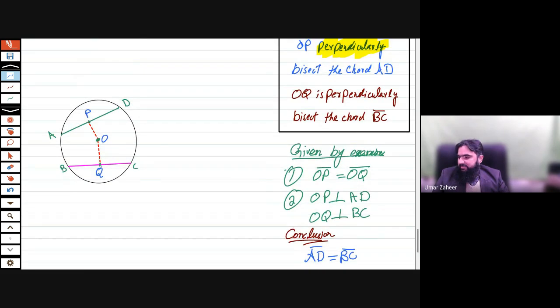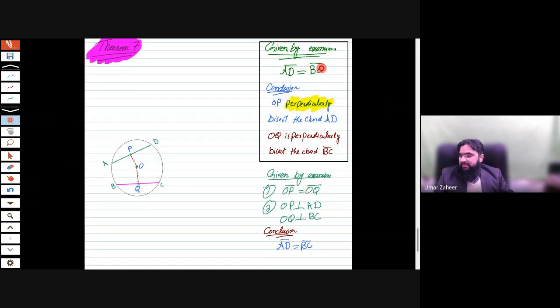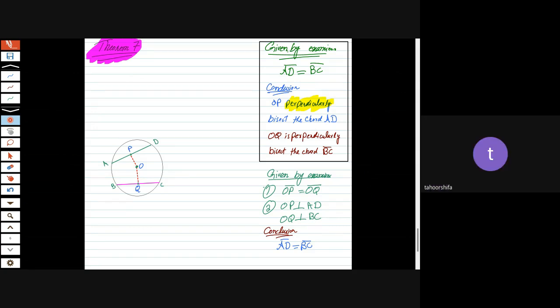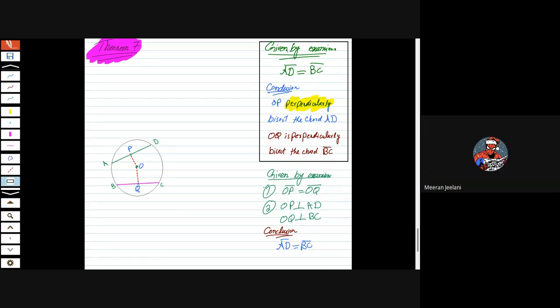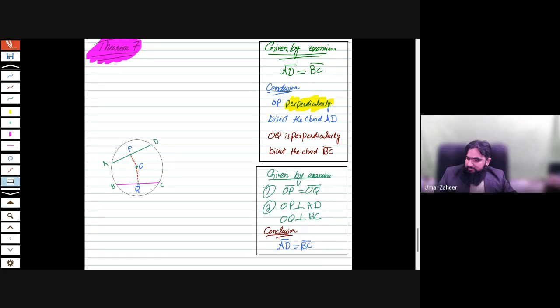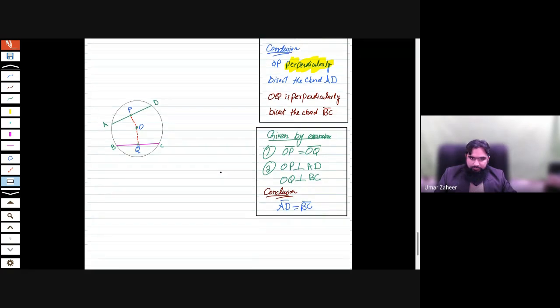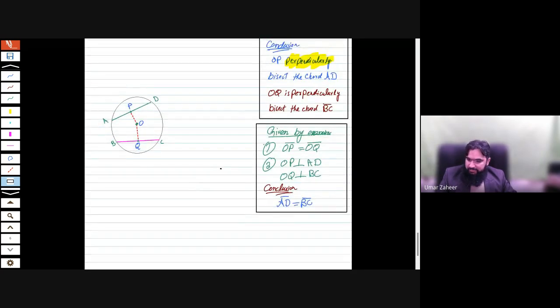Okay, it is a reverse thing. We should look at it carefully. If the given is the perpendicular distance from the center to the chord, we can conclude that the chords are equal, meaning AD is equal to BC. Yes, sir, clear. Any question up to here? No, sir. You have two ways here. That must be 90 degrees, okay?